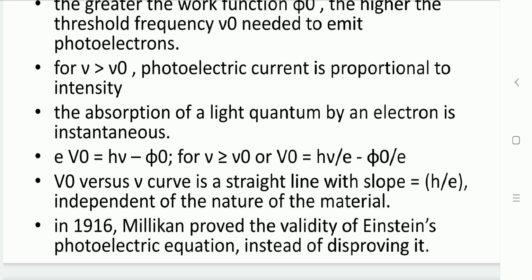After that, Millikan did some experiments based on this straight line of h by e on sodium material. He used the Planck constant h value, and Millikan tried to disprove Einstein's equation. But while he did this experiment, he found that Einstein's photoelectric equation is correct, it is proved correct. So Millikan verified the photoelectric equation with good precision for a number of alkali metals over a wide range of radiation frequency.